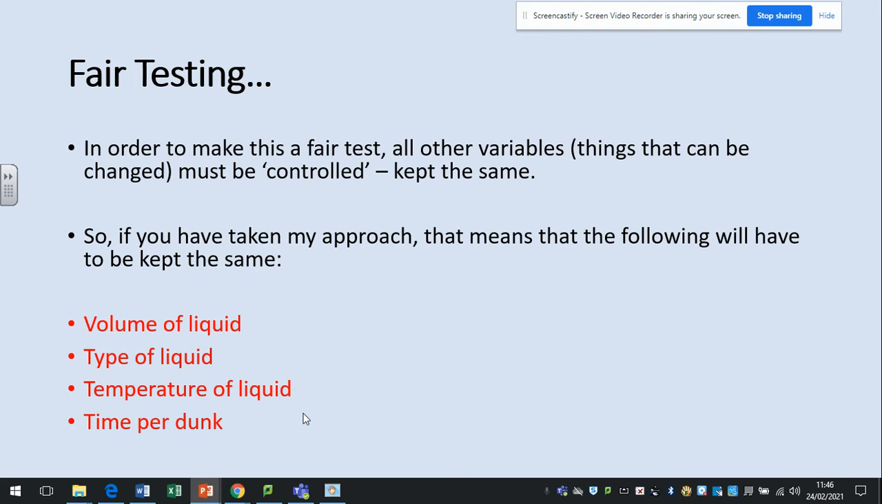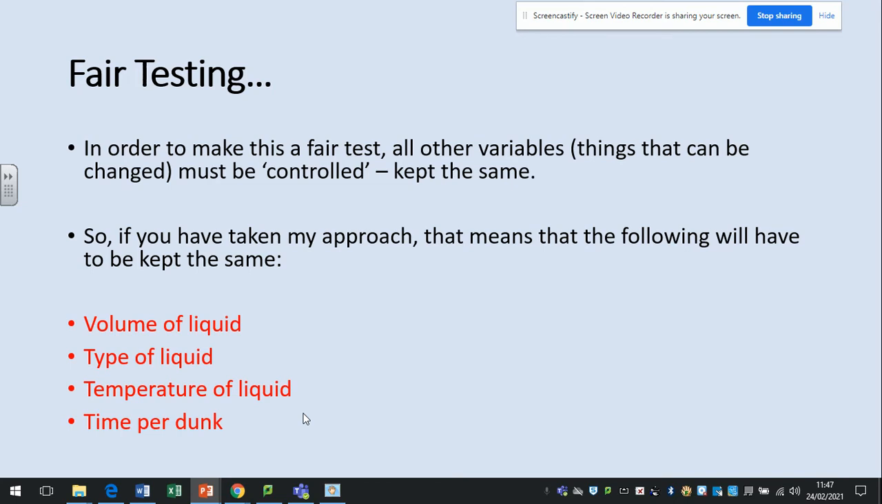So fair testing. I mentioned that previously, and I'm going to mention it now. In order to make this a fair test, every other thing that you can change, all other variables have got to be controlled. They have to be kept the same. So if I'm changing the type of biscuit, it means that the temperature of the water's got to be the same. It means that the volume of the water's got to be the same. It means that the type of liquid's got to be the same, and the time per dunk has got to be the same. I can't have one going 1, 2, 3, 4, 5. Okay, I've done 5 dunks, and then the other one going 1, 2. You get the general gist of it.